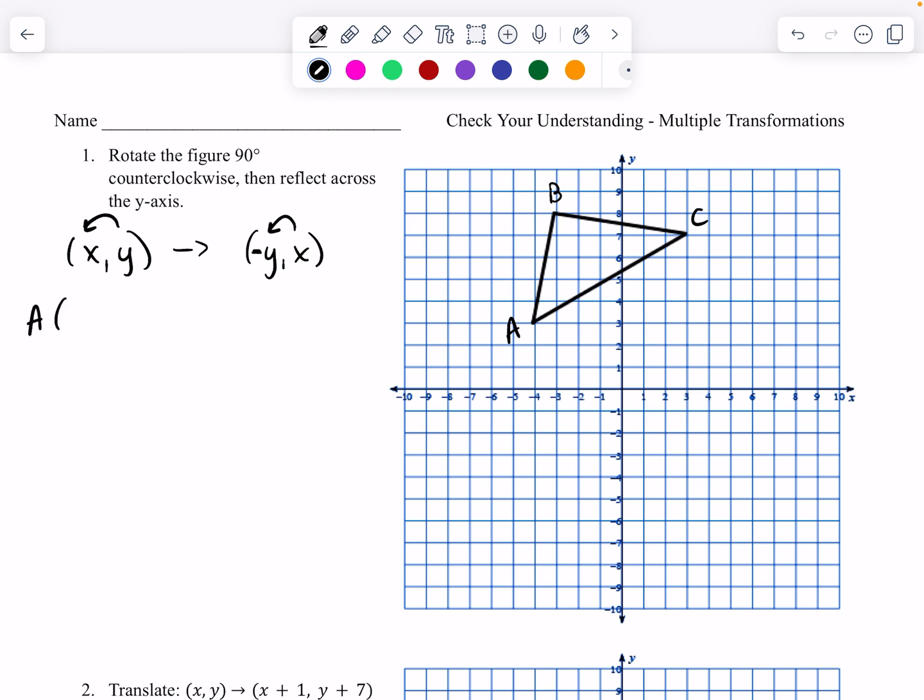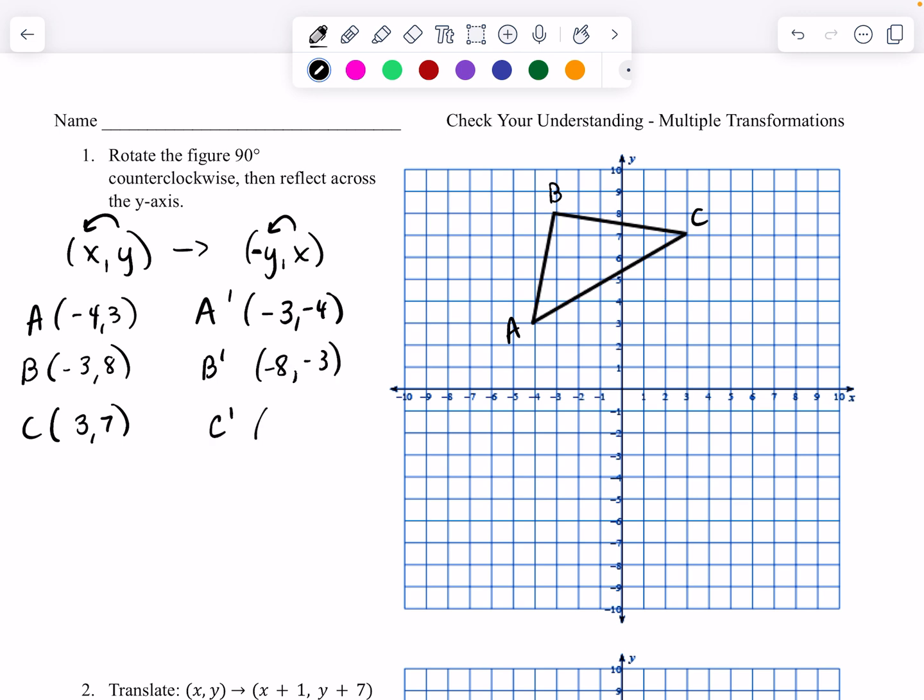So my A coordinate is at -4, 3. My B coordinate is at -3, 8. And my C coordinate is at 3, 7. So A prime is now going to be at -3, -4. B prime is going to be at -8, -3. And C prime is going to be at -7, 3.